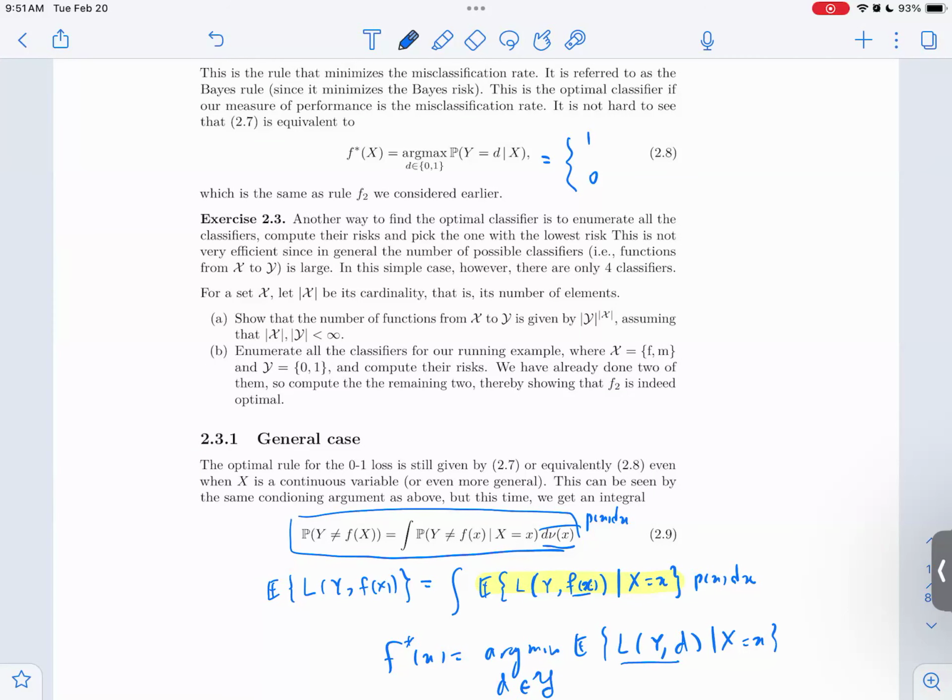So if you do the math, it would be equivalent to doing this: eta(x) bigger than 1/2, eta(x) less than 1/2, where eta(x) is again the regression function, the same regression function. In this case it would be the same as the probability of y equal 1 given X equal to x. Hopefully you remember, because y is binary in this case.